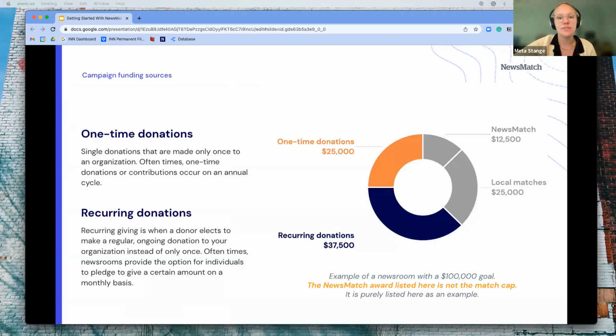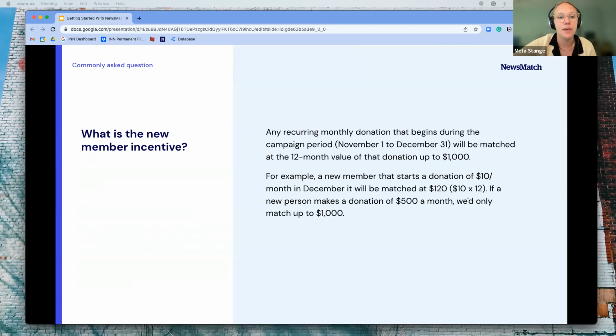Finally, the last source of your campaign funding is coming directly from your donors. These are the people who are making one-time gifts or recurring donations during your campaign, so from November 1st through December 31st. One exciting opportunity that we offer through NewsMatch for these individual donors, besides the match itself, obviously, is a new member incentive for organizations that are eligible for that national match. This means that any recurring monthly donation that begins during the campaign period will be matched at the 12-month value of that donation up to $1,000.